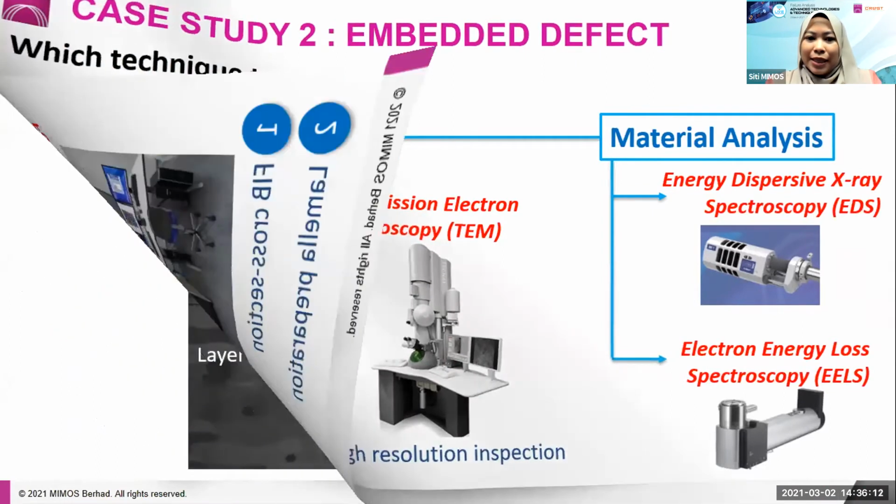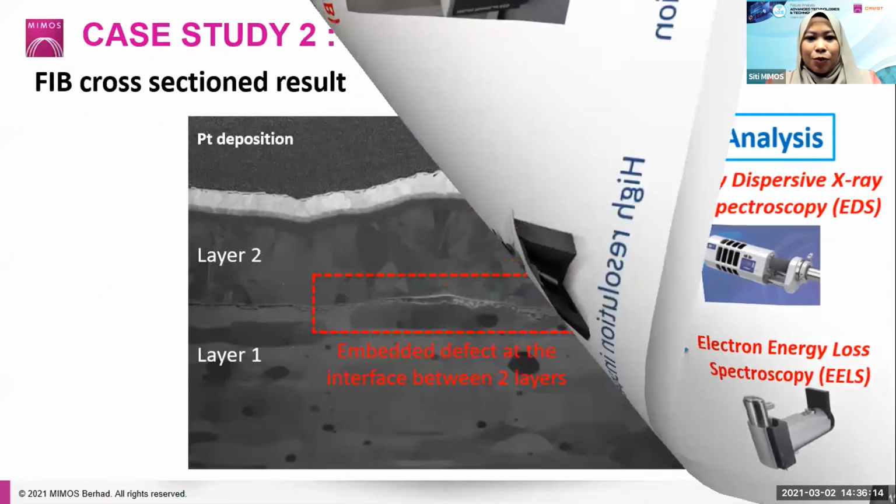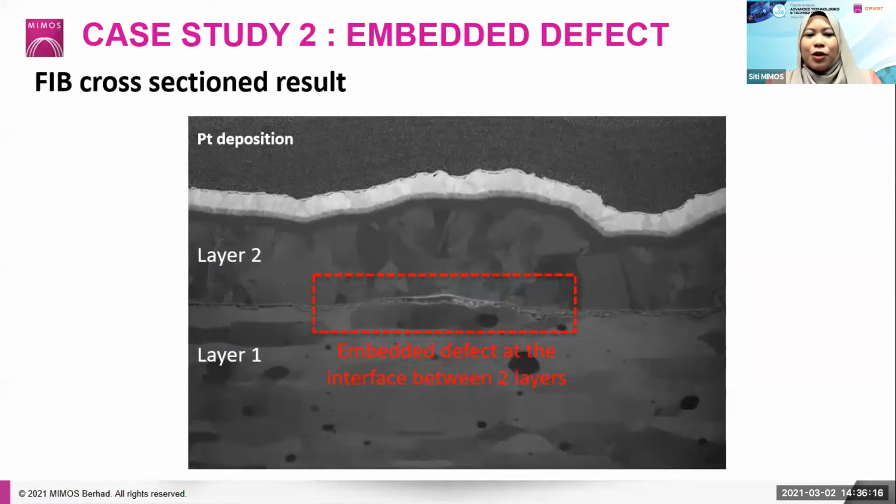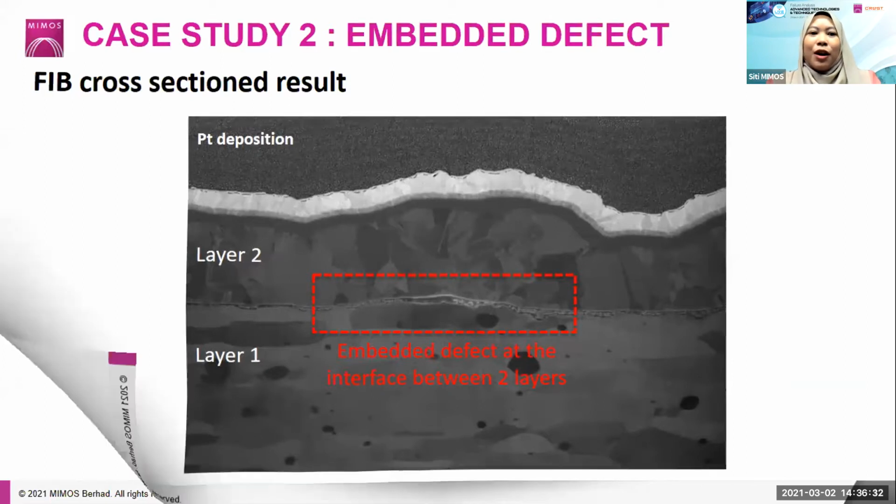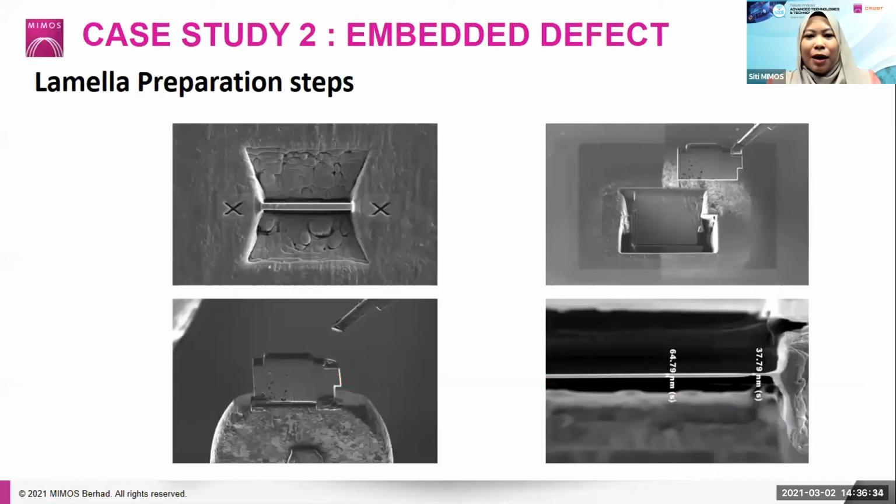So this is the result from the flip cut that we performed on the sample. From this result, it is proven that there is a presence of contaminants at the interface of these two layers, as highlighted here. And because the defect is so thin, we have to proceed with TEM inspection. But prior to that, we have to perform the lamella preparation. So in this slide, I will explain the lamella preparation steps.